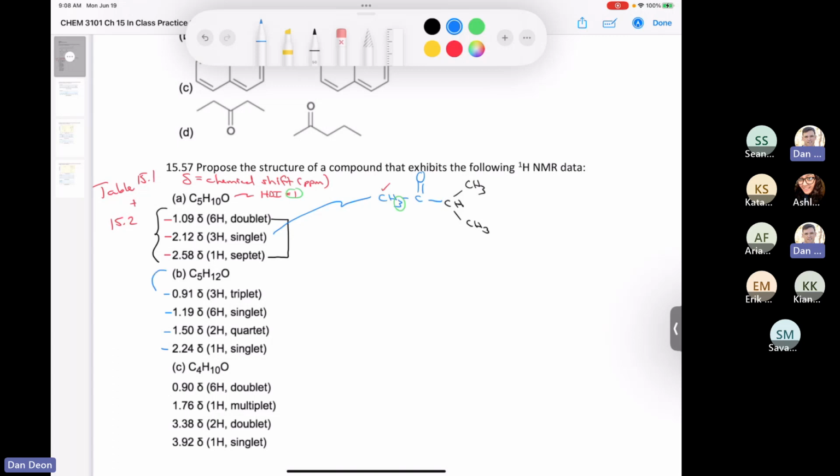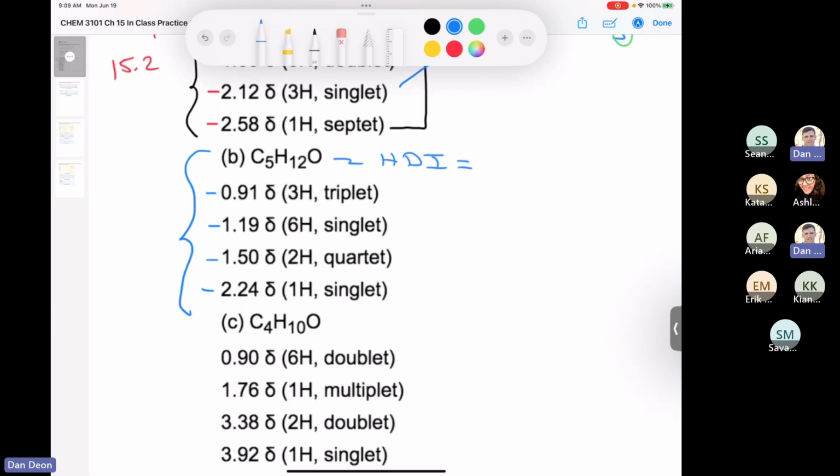Let's take a look at the next one. We've got C5H12O. This one has an HDI equal to what? What's the HDI equal to in this compound? It's 0, isn't it? Thank you. Good. Okay, so let's go with the ethyl, tert-butyl, and isopropyl. Does anybody recognize any of those in here? Do we have an ethyl or a tert-butyl or an isopropyl in this compound? Yeah, we have an ethyl, don't we?